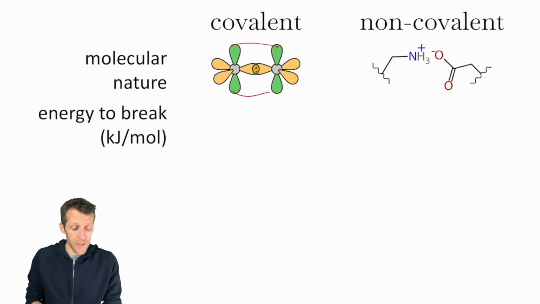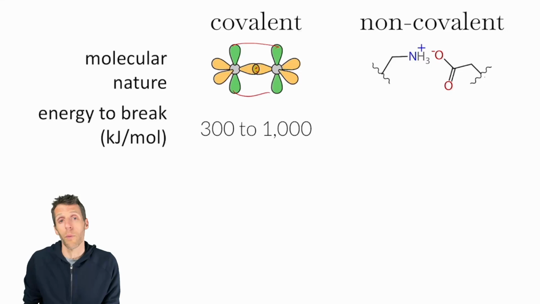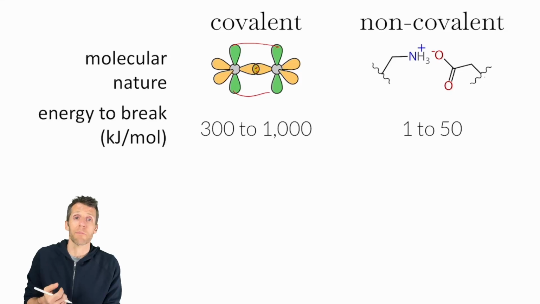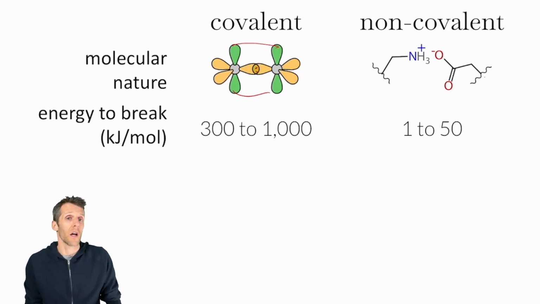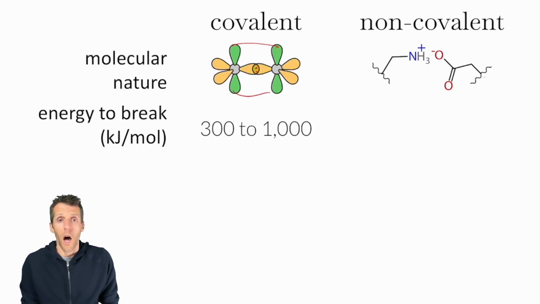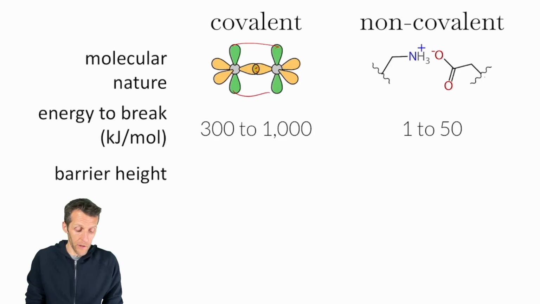They differ in their energy. The energy to break a covalent bond can be from 300 to 1,000 kilojoules per mole, so quite a bit of energy to break one of these bonds, whereas non-covalent bonds maybe only take 1 to 50 kilojoules per mole to break, so much less energetically costly than a covalent bond. And then they also have different barrier heights.